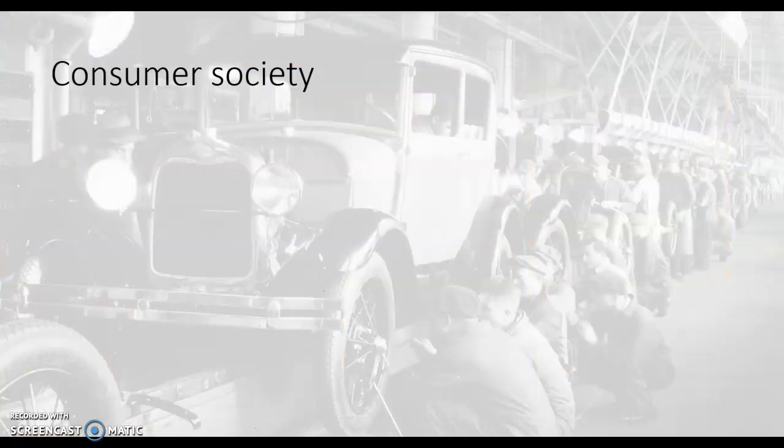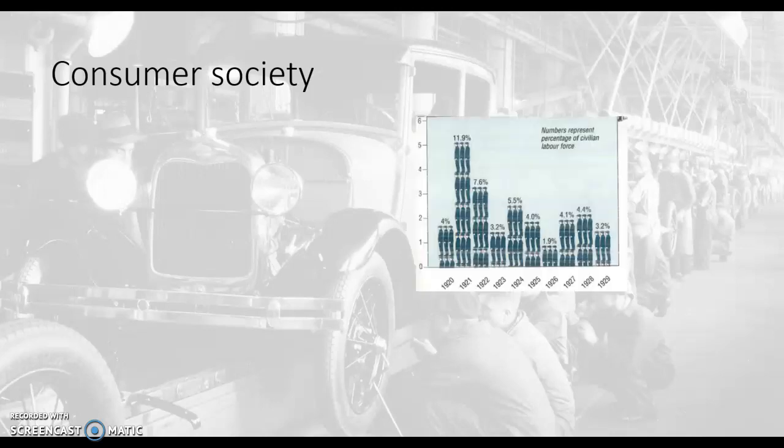So let's have a little look at what allowed a consumer society to develop and what evidence we've got to show its prosperity in the 1920s. So the first piece of evidence is the chart in front of you, and that shows the unemployment figures year on year in the 1920s. And you can see there's a bit of a spike in 1921, but thereafter it remains relatively low.